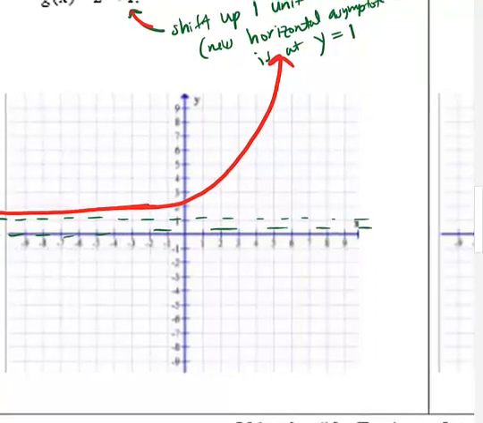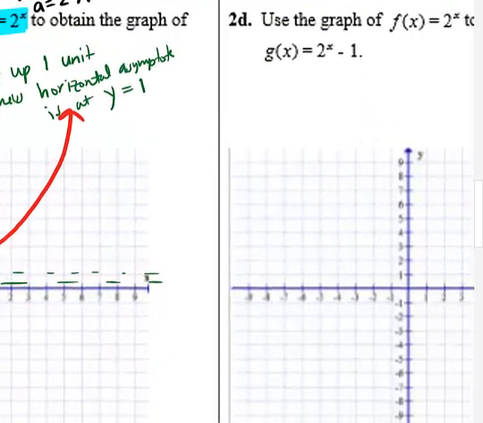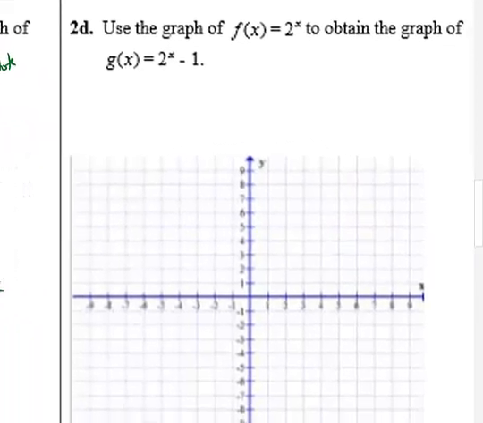If yours looks a little steeper or a little shallower than mine, don't worry about it. They want you to know which way it shifts, and whether it's increasing or decreasing. How steep it is is something we'll nail down later.